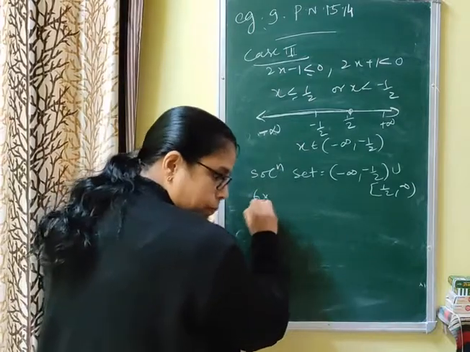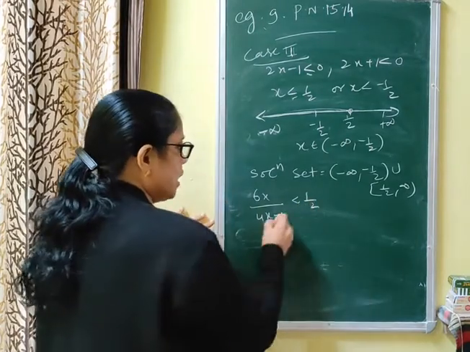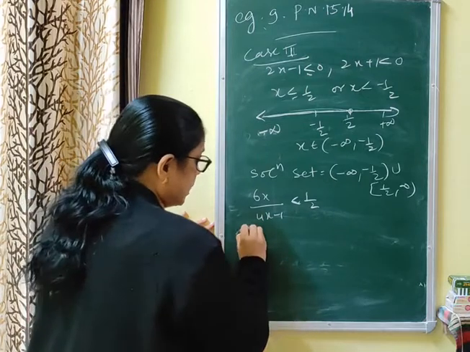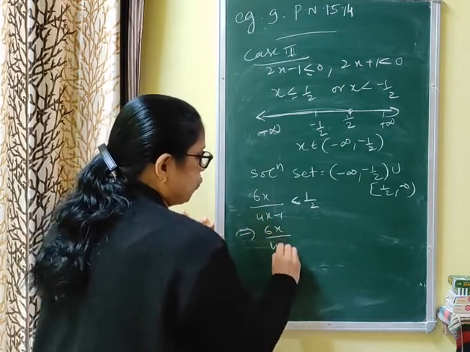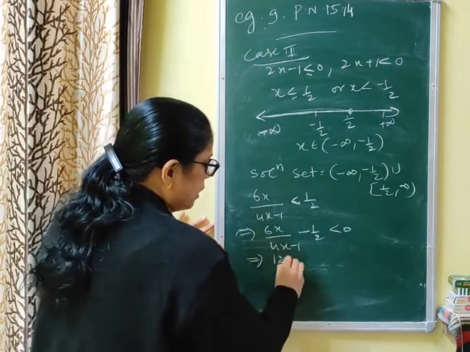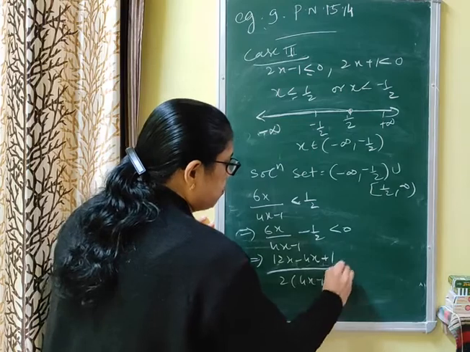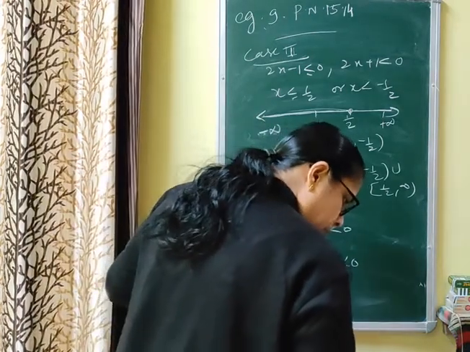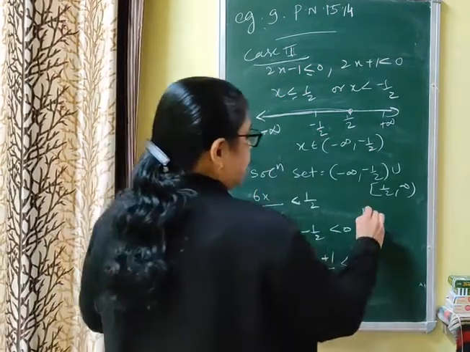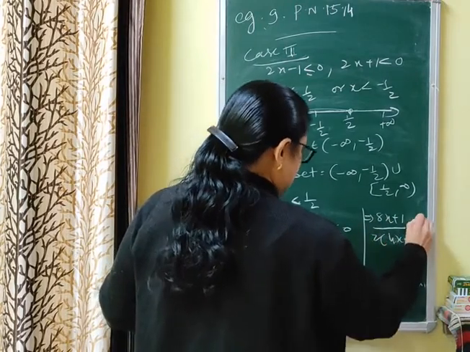The second one is 6x by 4x minus 1 less than 1 by 2. As usual, you have to transfer RHS to LHS, because the denominator contains variables, that is 6x by 4x minus 1 minus 1 by 2 less than 0. By taking LCM, you will get 12x minus 4x plus 1 upon 2 into 4x minus 1 less than 0, with 4x minus 1 not equal to 0 given. Now by solving this, you will get 8x plus 1 upon 2 into 4x minus 1 less than 0.